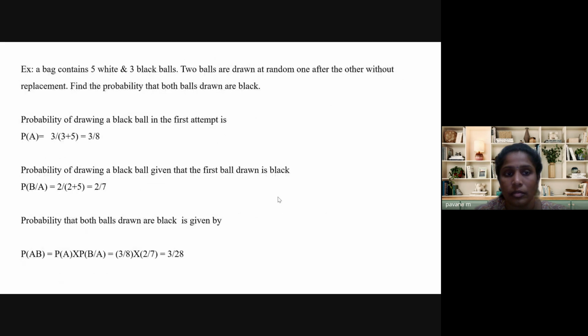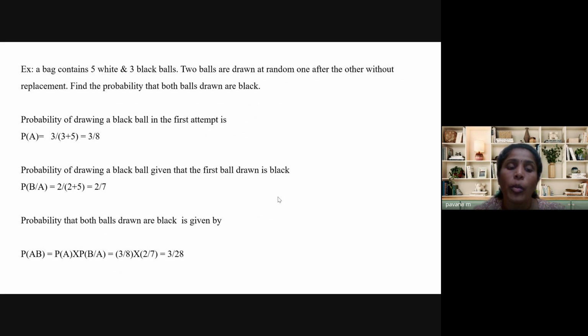Okay, so the problem. A bag contains 5 white balls and 3 black balls. 2 balls are drawn at random, one after the other without replacement. Without replacement means you are going with dependent events. So find the probability that both balls drawn are black. We have 5 white balls and 3 black balls.